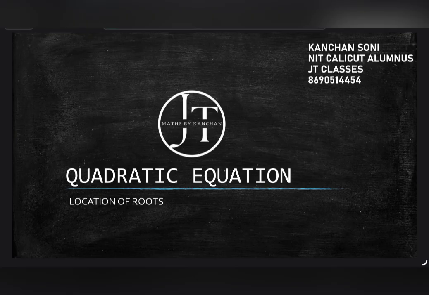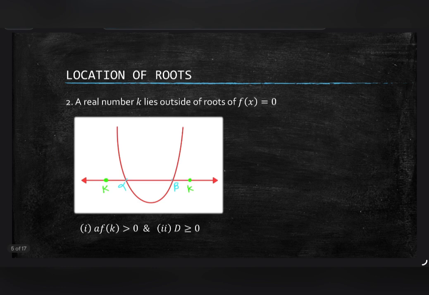In the last video we were discussing the location of roots and we completed one category, that is, if the number k lies in between the roots, and the condition was a into f of k is less than 0. In today's video we will be discussing the second category, which is if the number k lies outside the roots. So in the second category we have a real number k lying outside the roots.